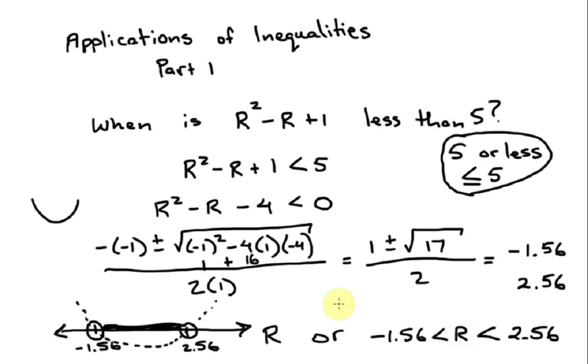So really, the answer is sitting right here. Somebody says, when is r squared minus r plus 1 less than 5? When r is between these numbers. That's when that happens. So your resistance would be between those numbers. Okay, that is my first example, and I'm going to stop there.